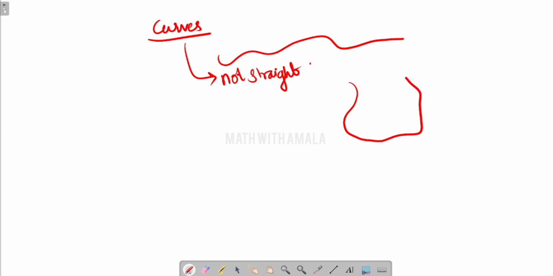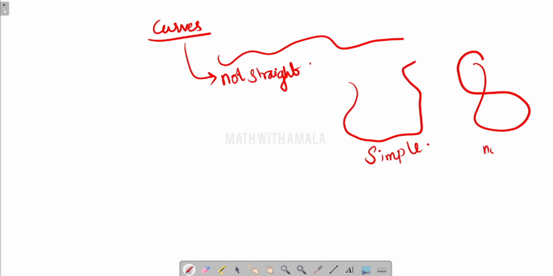Here we deal with curves. Curves are the figures which are not straight. So, for example, let's take the first one. We are just making a drawing without any measurement or any kind of peculiarities. Then you can say that it is a curve.